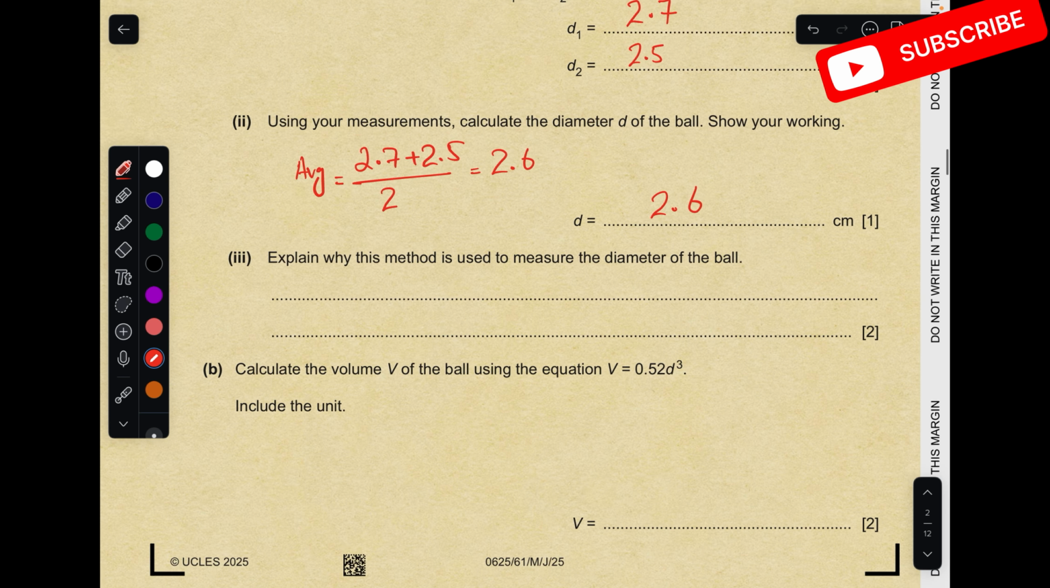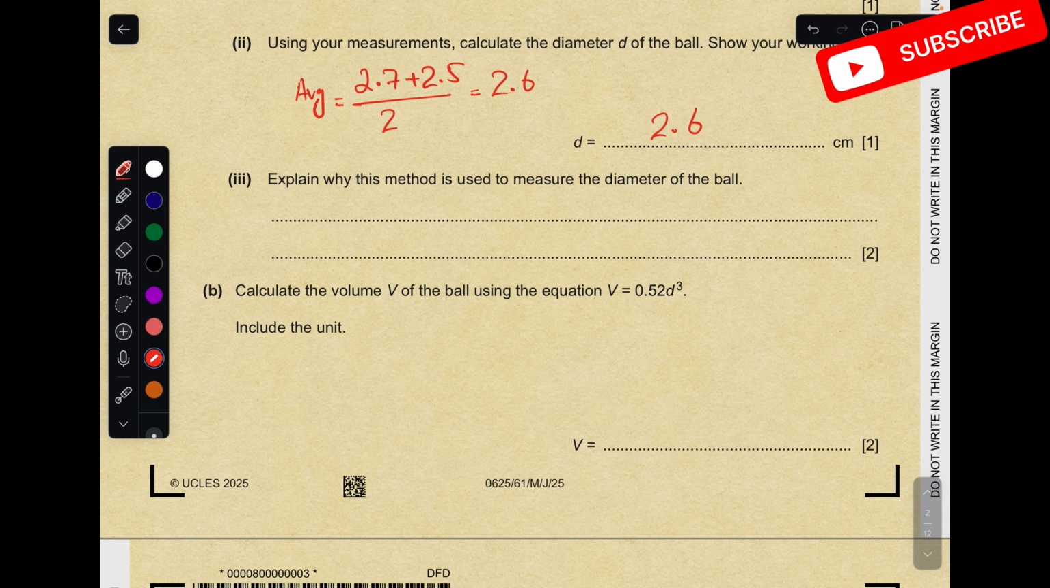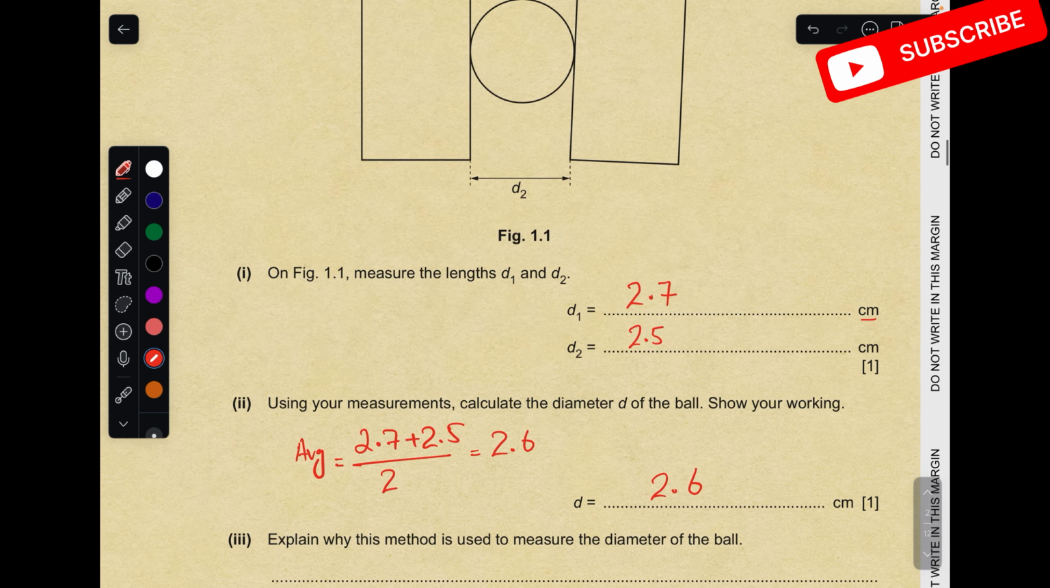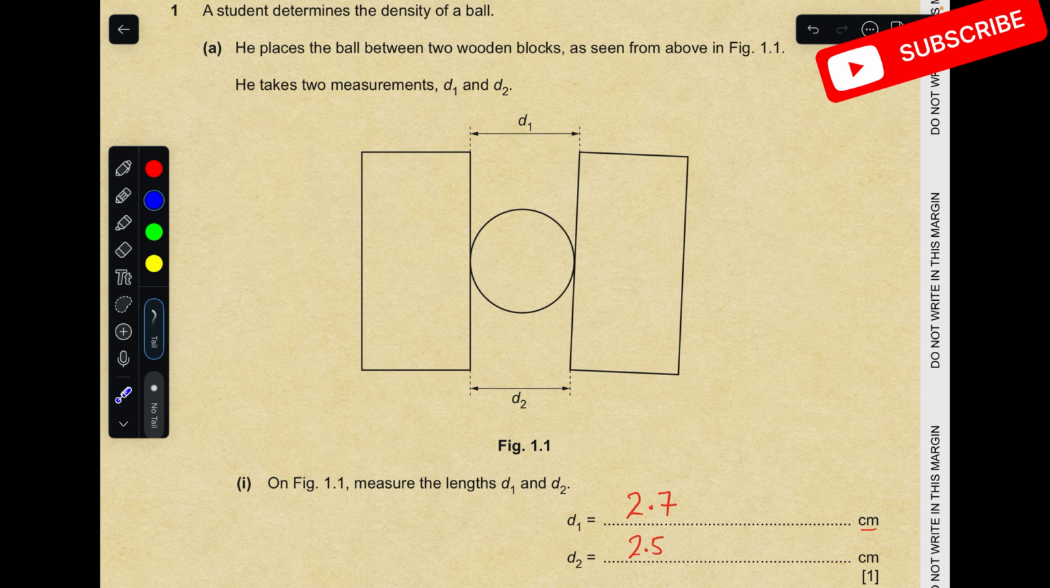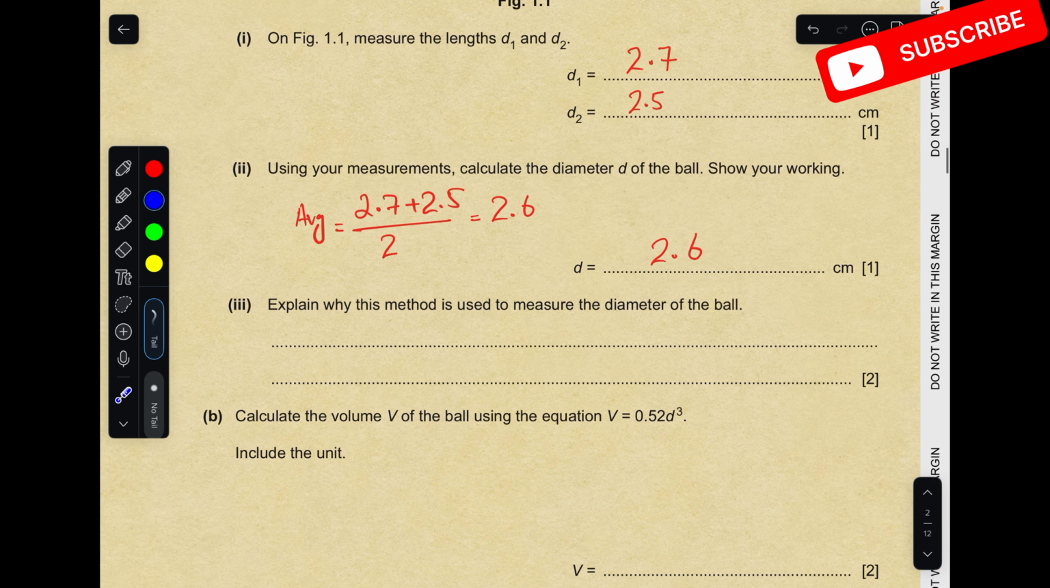Moving forward, question part 3. Explain why this method is used to measure the diameter of the ball. The ball is of round shape, so it's very difficult to find the diameter directly. Let's suppose you are going to find the diameter, how would you know where to place it exactly? So it's hard to measure the diameter. Secondly, we know the diameter always passes through the center, but we can't exactly tell where the center is. If the center were marked, then you could place the line and measure it, but there's no indication of the center.